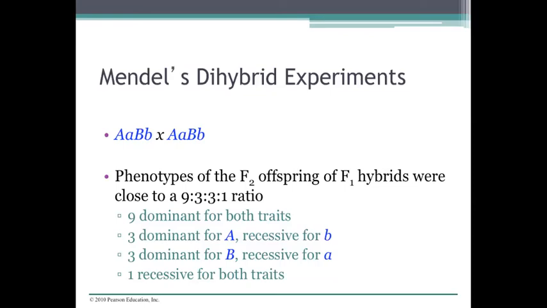Okay, so the phenotypes of the F2 offspring from the F1 hybrids that were the parents is pretty much in the ratio of 9 to 3 to 3 to 1. So if he was to cross flowers and look at 2 traits, he would always find that most of them were dominant for both traits. But he would find that a third, or 3, would have uppercase A dominant and a recessive B. He would also find 3 dominant for B and recessive for A, and there would only be 1 recessive for both traits. So that is not common.